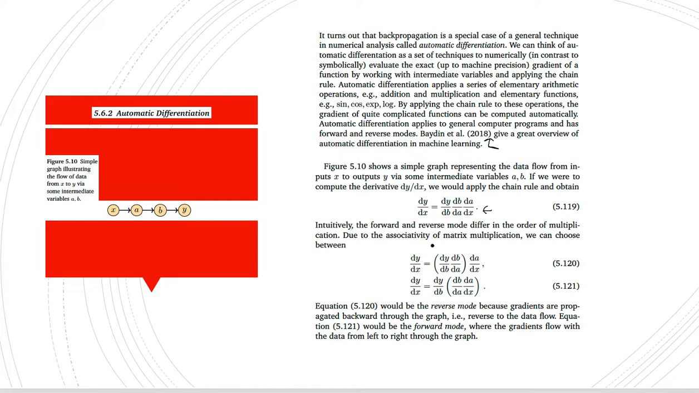Due to the associativity of matrix multiplication, we can choose between dy over dx in this form or this form. This does not have much impact; it will not affect each other. Equation 5 will be the reverse mode because the gradients are propagated backward through the graph, reverse to the data flow. This one is forward.